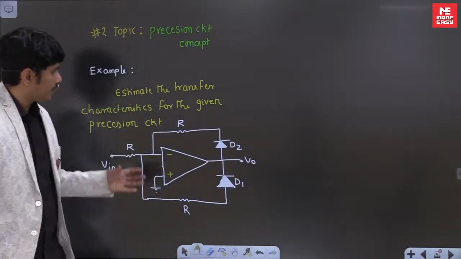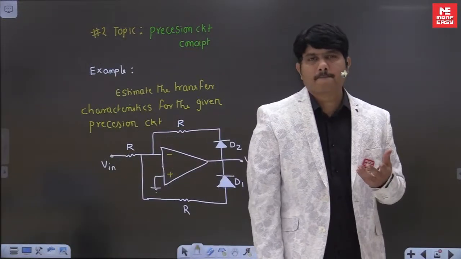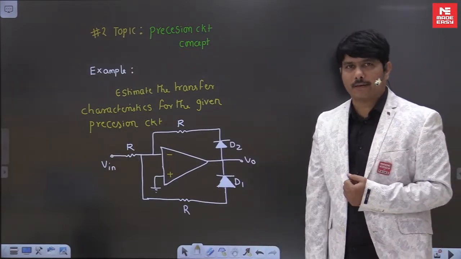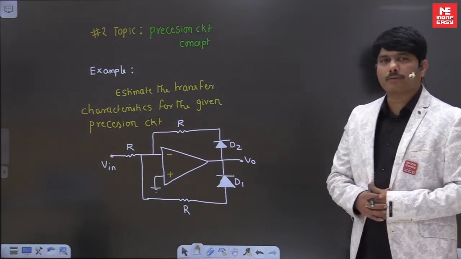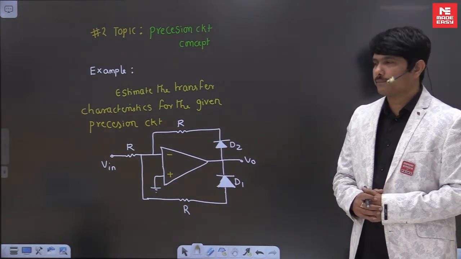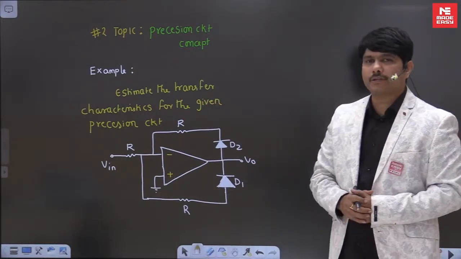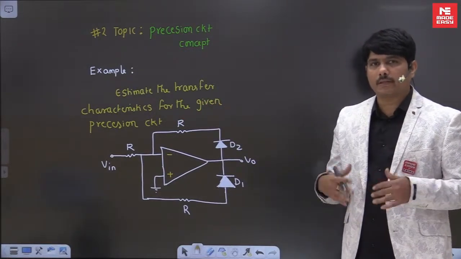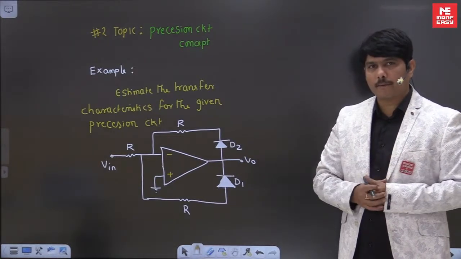Okay, friends, this is a precision type of circuit. Most of the students, these are all valuable topics in analog electronics. I have taken only one example, that is enough to tell you the procedure of how to do this type of questions. See here, estimate the transfer characteristics for the given precision circuit. Precision is nothing but accurate. Okay, rectifiers we can do with precision op-amps.